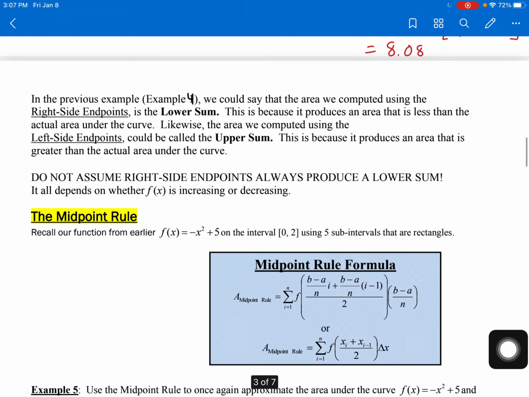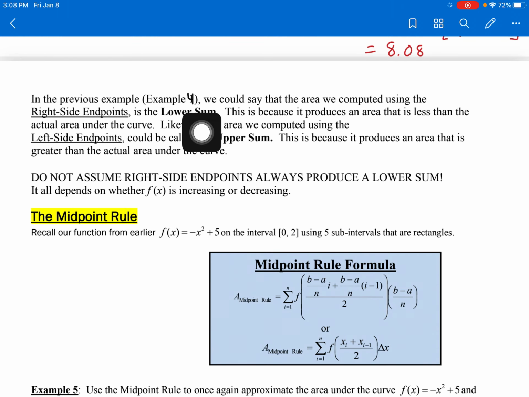So that's left and right side endpoint rectangles, okay? We know that one gives us an upper sum or an overestimate, one gives us a lower sum or an underestimate. Okay, now there's another way that we can use these rectangles to calculate an approximation, and that's called the midpoint rule formula.